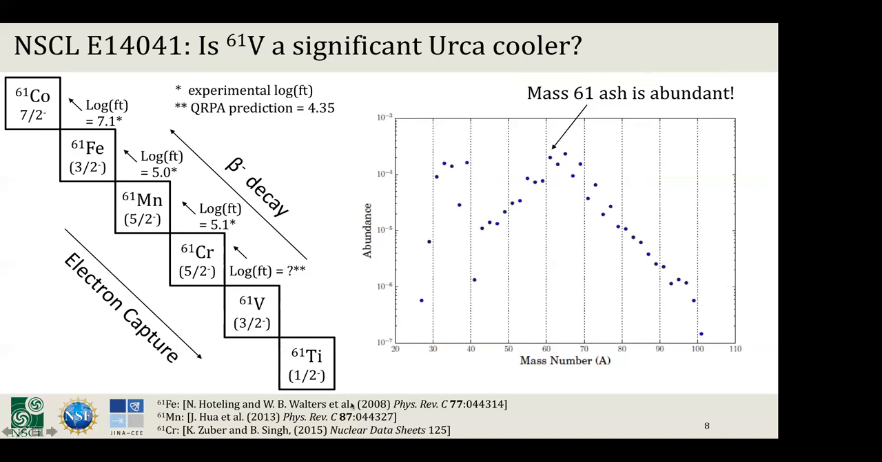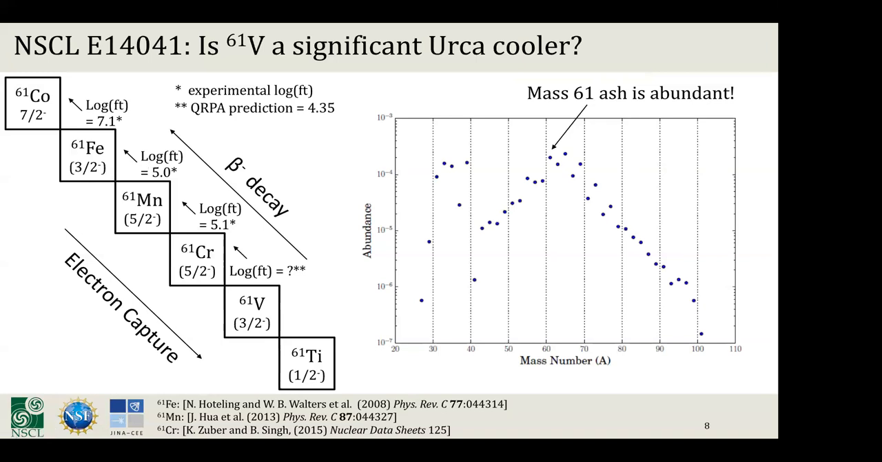The second reason is that if you look along the A equals 61 mass chain, starting with cobalt-60, a lot of these ground state spins are close to each other, which means it's likely that there is an allowed transition between the ground states of these nuclei, from electron captures and beta decays in the opposite directions. And if your beta decay is allowed, it's likely to be faster.